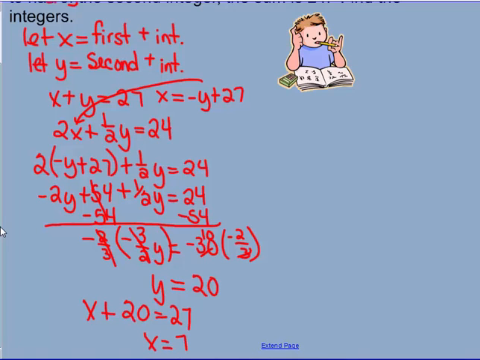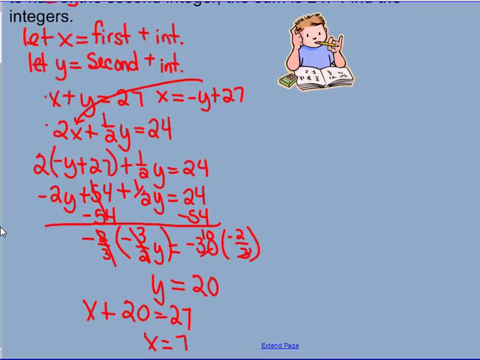So that makes sense. 7 plus 20, checking into this equation, is 27. 2 times 7 is 14, and half of 20 is 10. 14 plus 10 does equal 24. I mentally checked to make sure that y equaling 20 and x equaling 7 simultaneously works and checks in both equations. I didn't do a full written out check, but I did check to make sure my answer is correct.